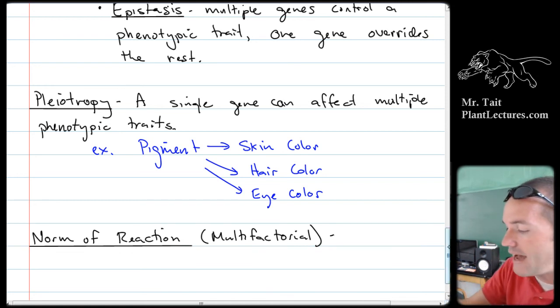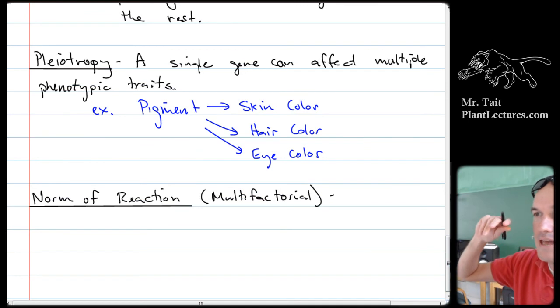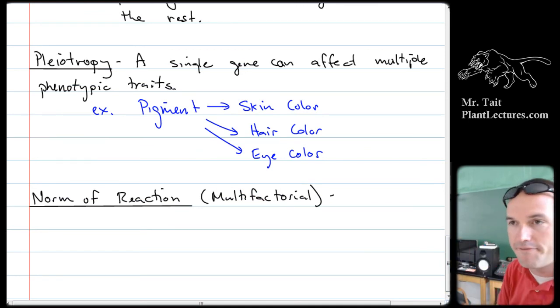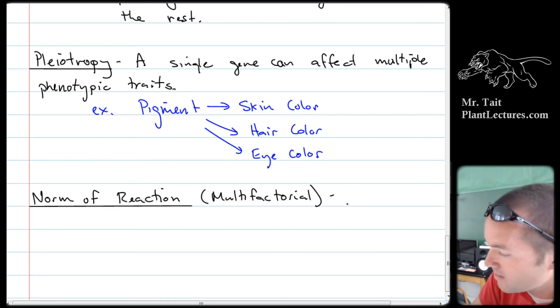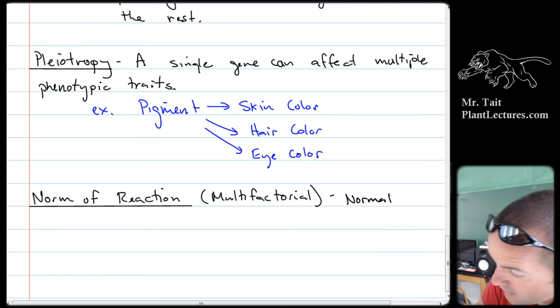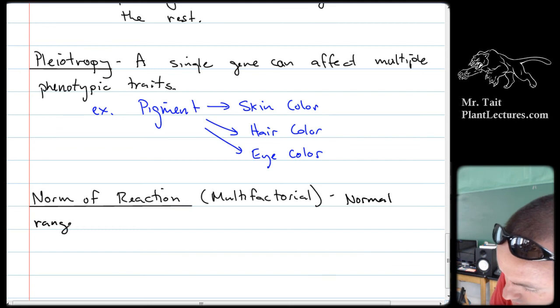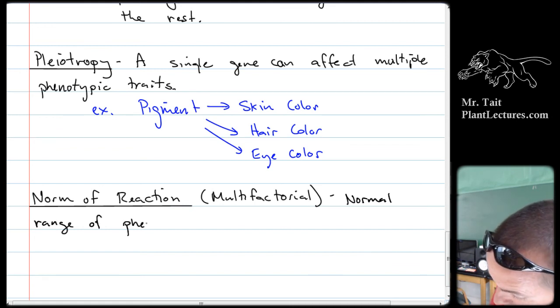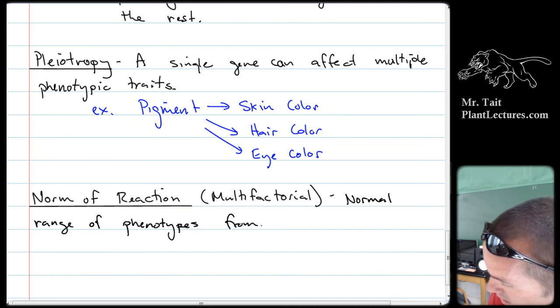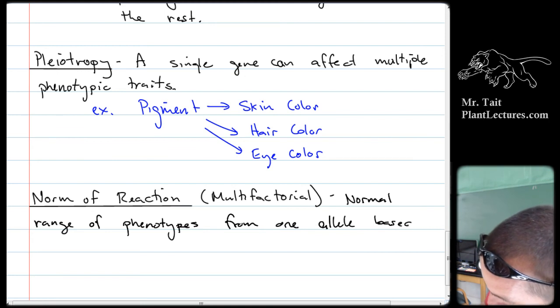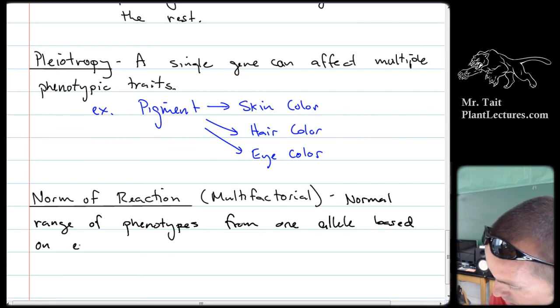Multifactorial means that there is a normal range of phenotypes that you can see from a single gene based on environmental factors. Normal range of phenotypes from one allele based on environmental factors.